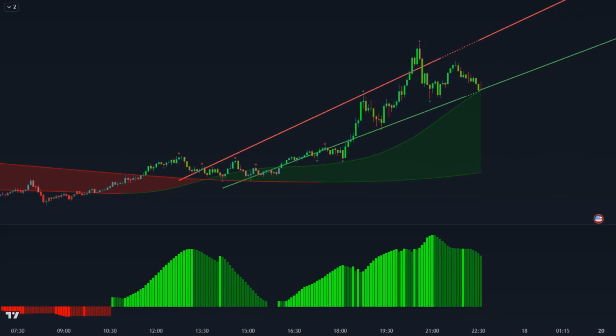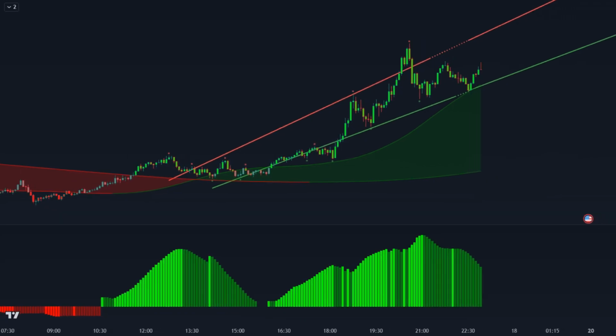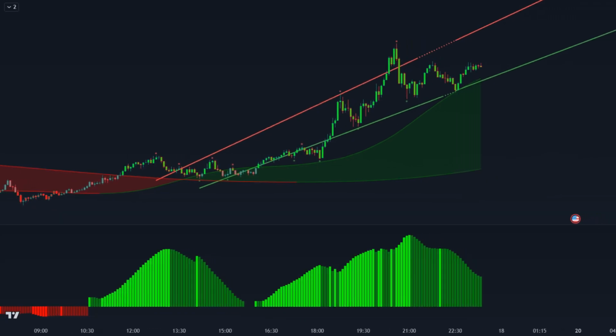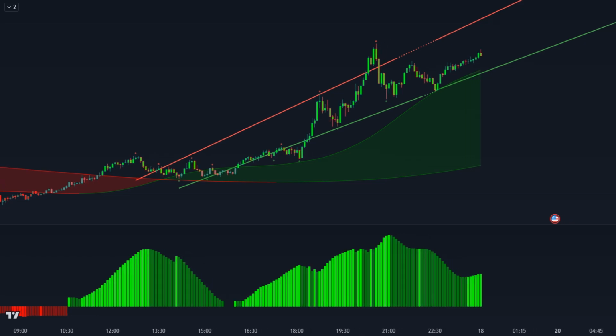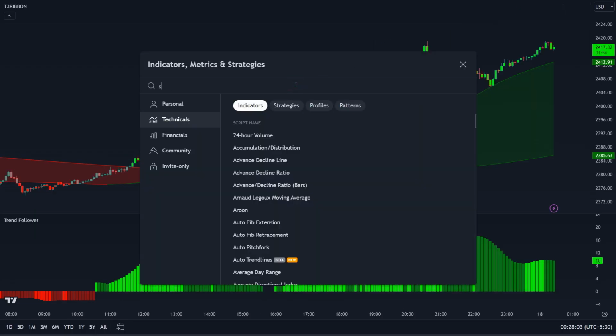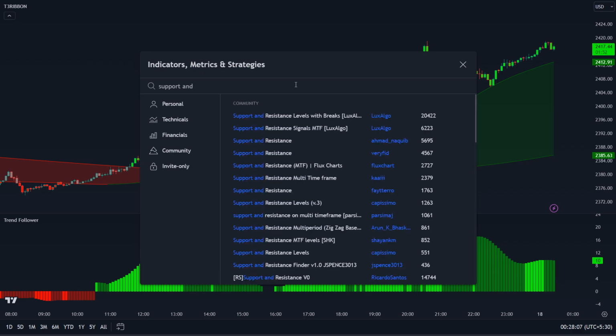Alright traders, now we have come to the most important stage of this trading setup, if you have stayed with me in this video till now. So thank you. Now we are going to use one more indicator in this setup, which is the dynamic support and resistance indicator.